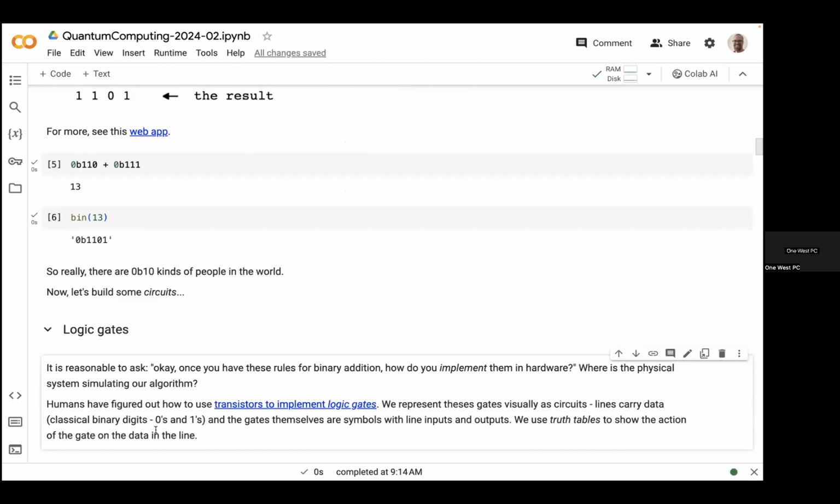How do you implement them in hardware? I'm saying this is something we're going to do a physical simulation. Some physical system is going to represent that stuff. How do you do that? Well, humans have figured out how to use transistors to implement logic gates.